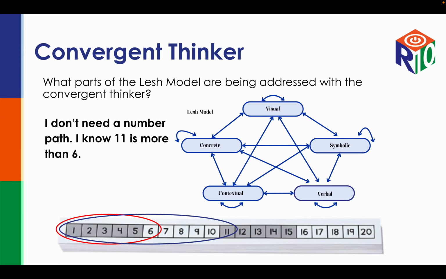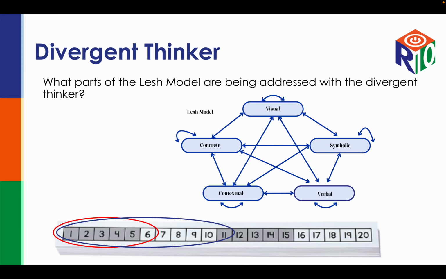How does that work? And remember, our convergent thinkers, they're the efficient thinkers. So when we're thinking in other contexts, they're thinking, why am I wasting my time in this? Because I know 11 is greater than 6. But will that always work?